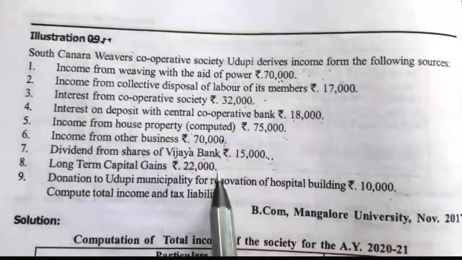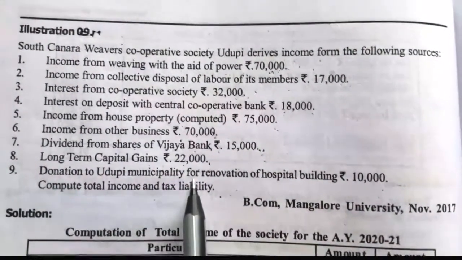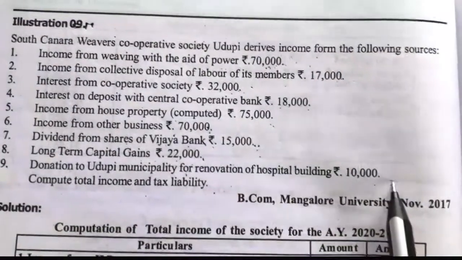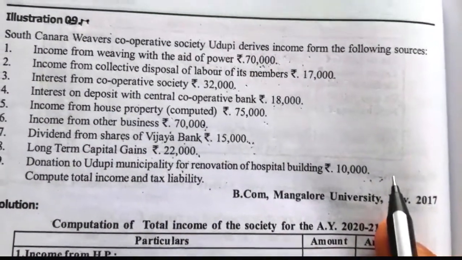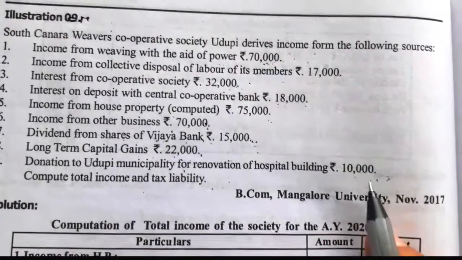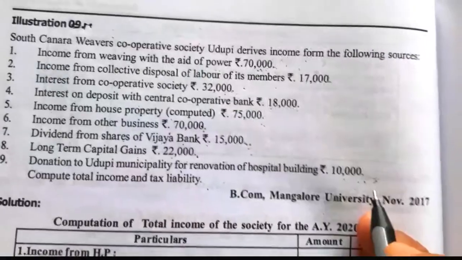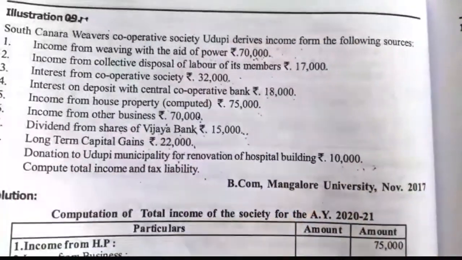Long-term capital gain is taxable under the head capital gain, section 45. Donation to Udupi municipality for renovation of hospital building. So this is a with-the-limit item. Deduction under section 80G, that is also 50% we have to take. When a limit is given, we have to compare with 80A. So this is a problem you have to work out by yourself, and the previous problem also you have to work out by yourself.